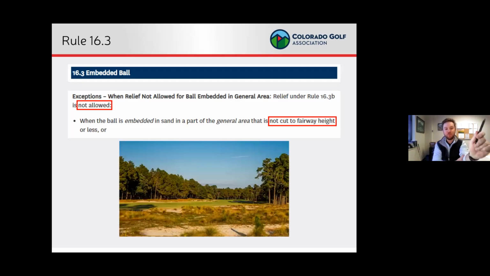So here we have some courses. The one I can think about the most is in Colorado, Colorado Golf Club. There's a lot of natural sandy areas just offside of the fairways, and like here, this is, I think, Pinehurst.